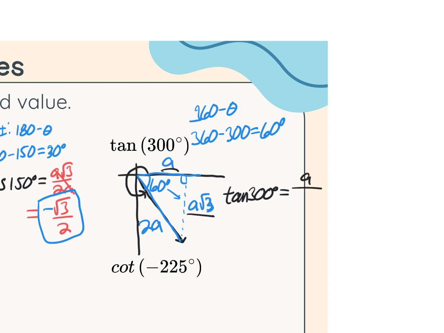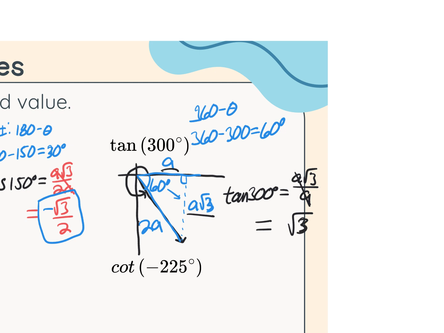So I have a over a square root of 3. Sorry, other way around. Opposite is a square root of 3, and the adjacent is a. The a's cancel out, and we're simply left with the square root of 3.